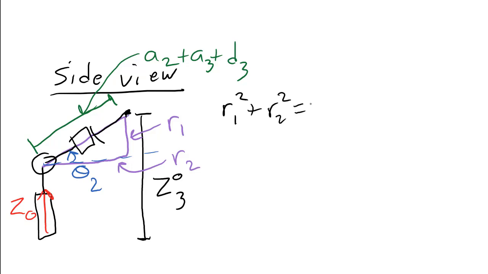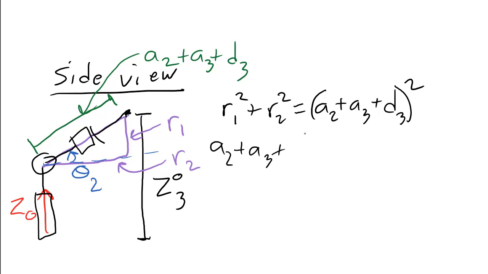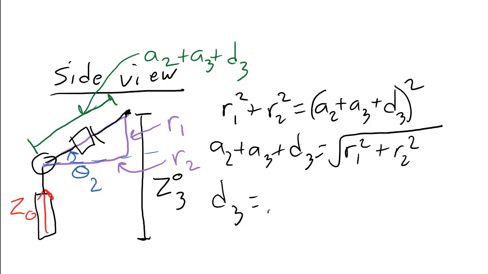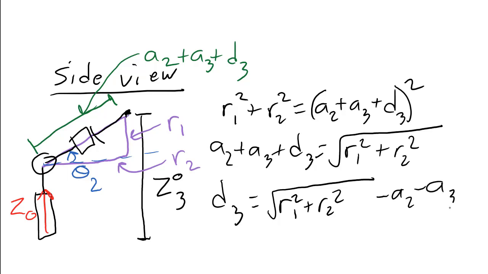Now I can use the Pythagorean theorem to find a relationship that will get me the joint variable D3. And I can solve this now for D3. In this equation, I know the value of A1 and A2, but I don't yet know the values of R1 and R2. So in order to use this equation that we just found, I need to find an expression for R1 and an expression for R2.